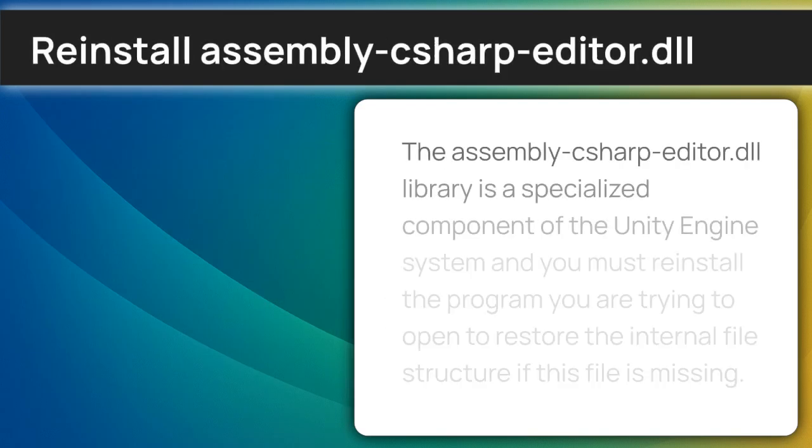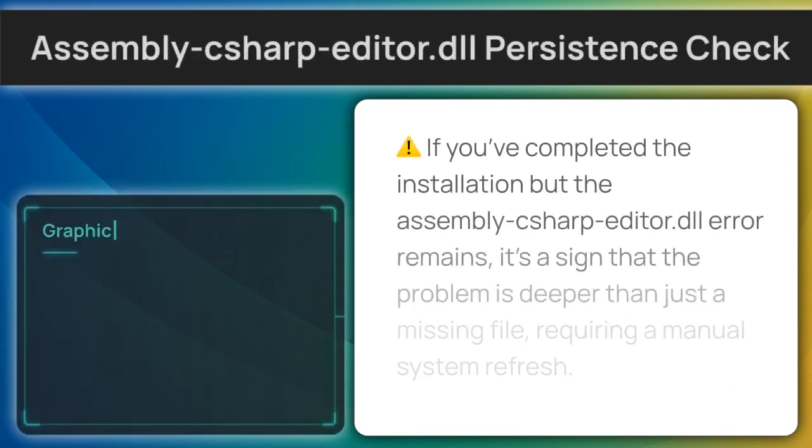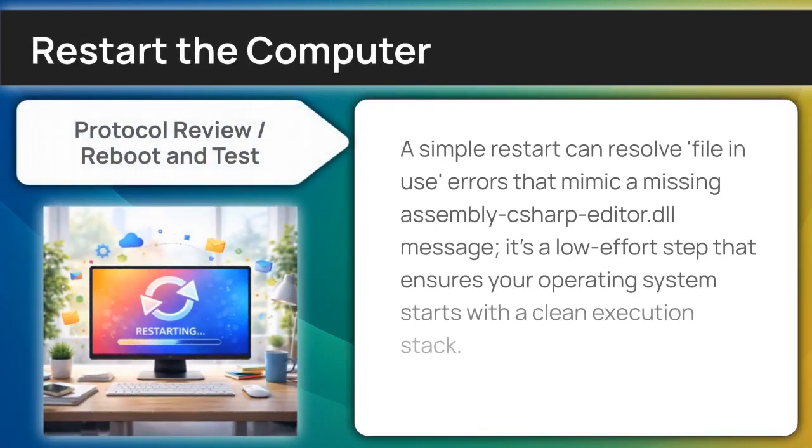The Assembly-Csharp-Editor module DLL library is a specialized component of the Unity engine system, and you must reinstall the program you are trying to open to restore the internal file structure if this file is missing. If a standard reinstallation doesn't restore the library, we need to verify if the system environment is properly recognizing the new components. A standard reboot clears out temporary memory conflicts and gives the Windows loader another chance to properly register the Assembly-Csharp-Editor module component during startup.